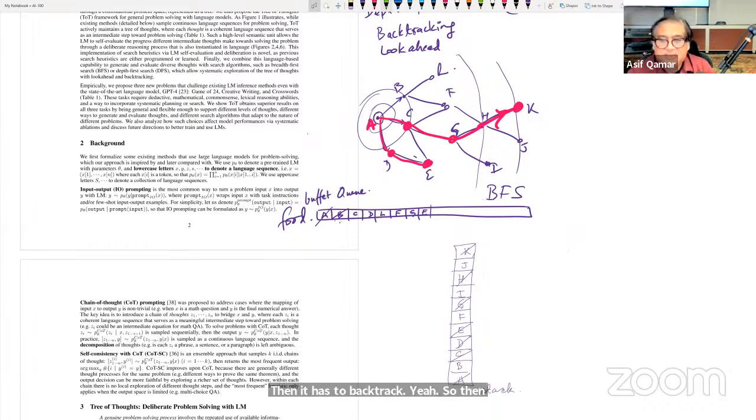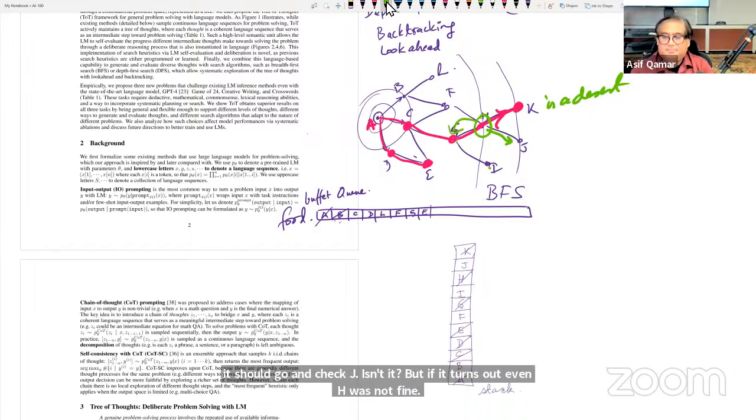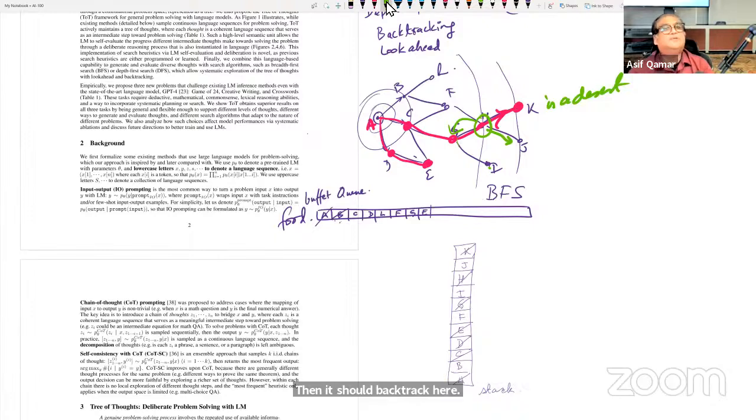So that's a very good question. So what is backtracking? Let's say that you reach K, but now I'm going to change the metaphor. I'm going to say it's about flower bed, location to location. K is a desert. Then what should the bee do? Let us say that it knew that up to H was fine. Then it should go and check J, isn't it? But if it turns out even H was not fine, then it should backtrack here and try other paths, isn't it? So that is the backtracking aspect of it.